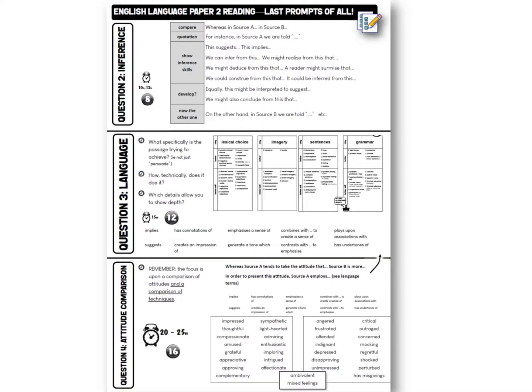So you've got this sheet from me. I've also put it on Show My Homework, which linked you to here, which talks you through the different techniques for questions 2, 3 and 4. So you've read both texts by now. You've done the one where you colour in. You've read both texts and that takes you on to question 2.